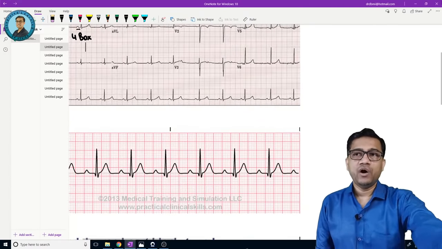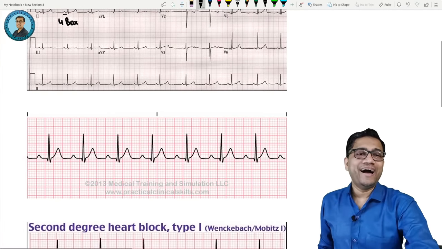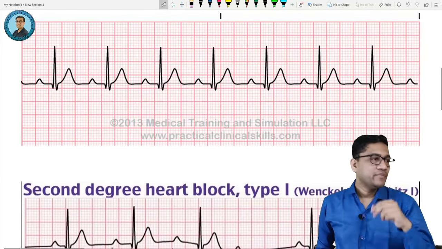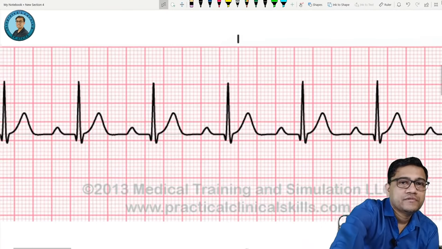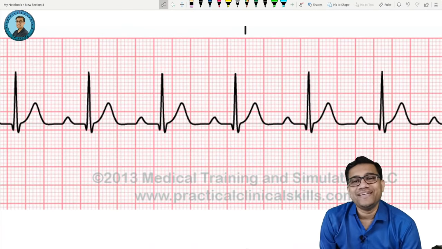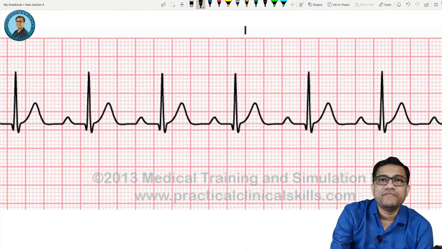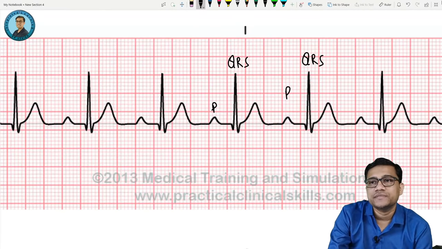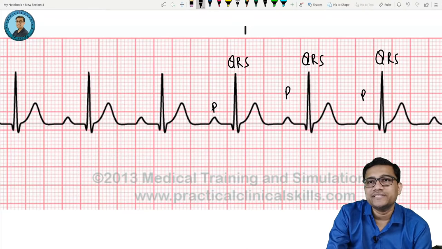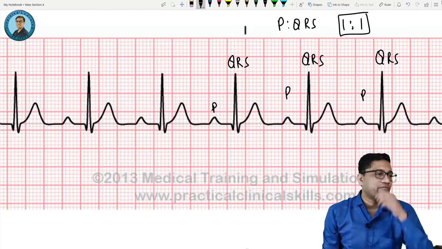So now have a look at this. So what do you see in this case? Start. This is P wave, followed by QRS. So P wave, QRS, P wave. So is the ratio 1:1? Yes. So P by QRS is 1:1. Are you clear? Perfect.